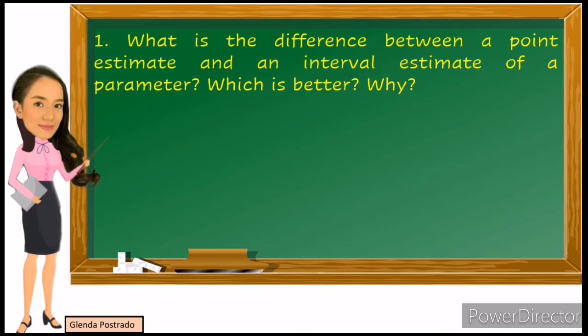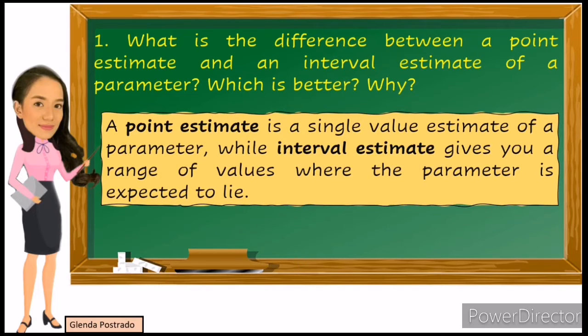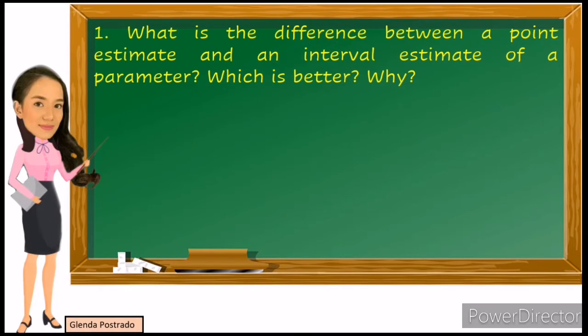So what's the difference between a point estimate and an interval estimate of a parameter? A point estimate is a single value estimate of a parameter, while an interval estimate gives you a range of values where the parameter is expected to lie. Which is better and why?